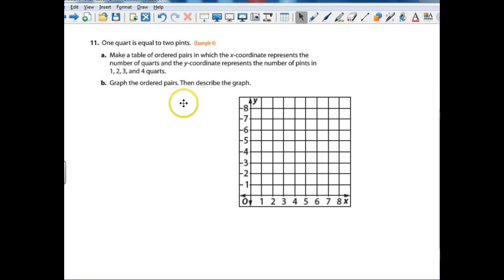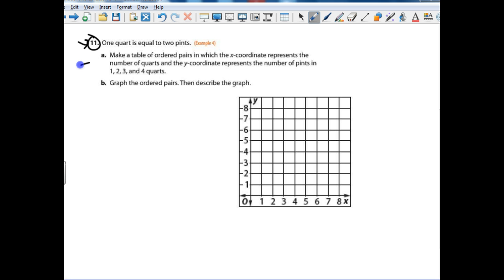Here we are at the very bottom of the notes that we've been working on for chapter 1, section... which section is it? Section 6. That's right. Section 6, and this is an application problem that would be good for us to talk about. Number 11 says 1 quart is equal to 2 pints. Okay, 1 quart, 2 pints. That's simple enough to know.